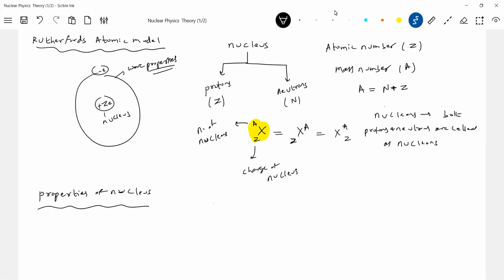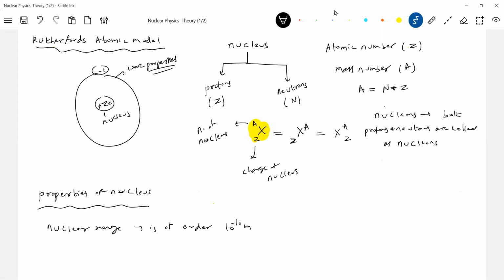Okay, what is basically the size of a nucleus? It will be of the order of the nuclear range, which is 10 to the power of minus 10 meter. So what is the nuclear range? It is of the order of 10 to the power of minus 10 meter. So what can be the radius of the nucleus? It will be of the order of the nuclear range.